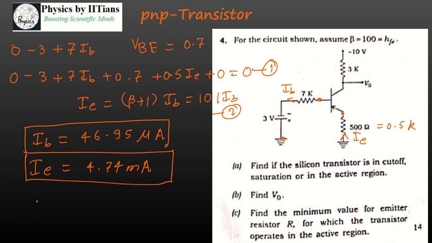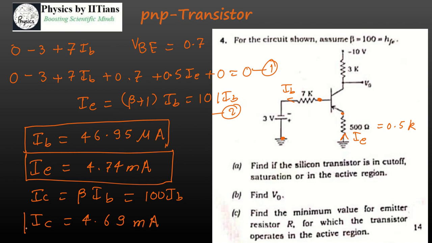Then the third thing, we can also find the collector current. Collector current is nothing but beta times IB. Beta is 100, that means it is 100 times IB. So we will obtain IC, the collector current, as 4.69 milliamperes. So these are the three values of current we are getting. So this is the first step of calculation, because after knowing all these currents, we will be able to find all these voltages, VE, VB and VC.